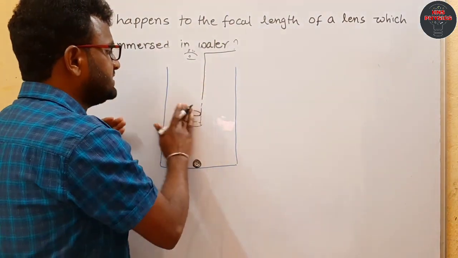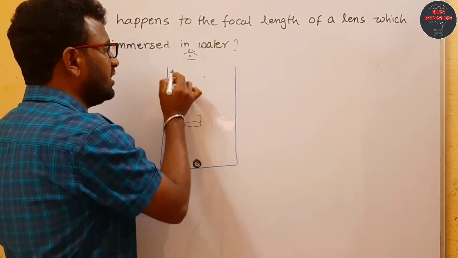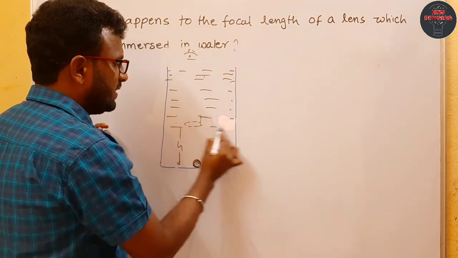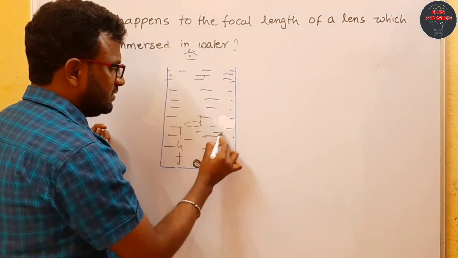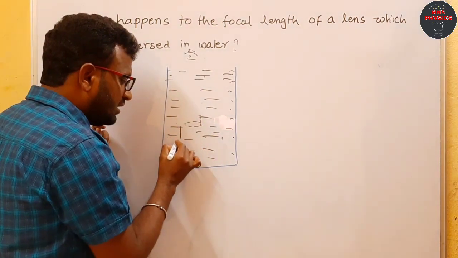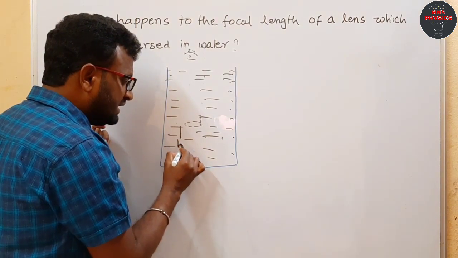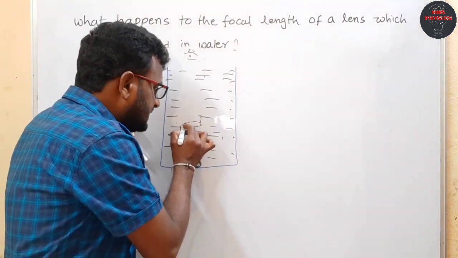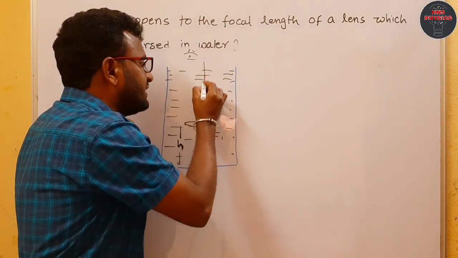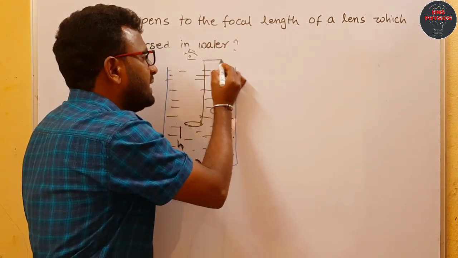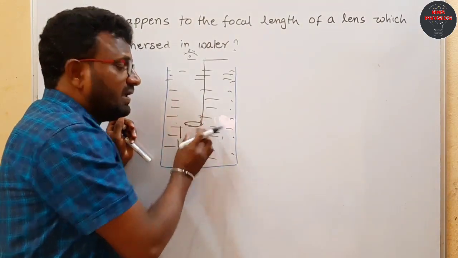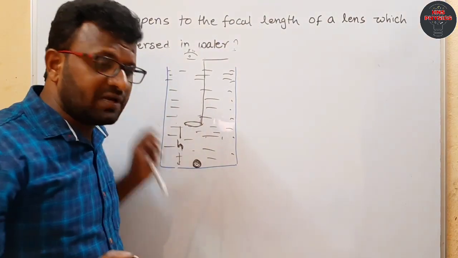Now you can remove the lens and pour in the water. Now again take the lens with the help of the circular lens holder, at exactly the same height at which you saw the image when it was in air. Now around the lens, water is there. That means the lens is surrounded by water.